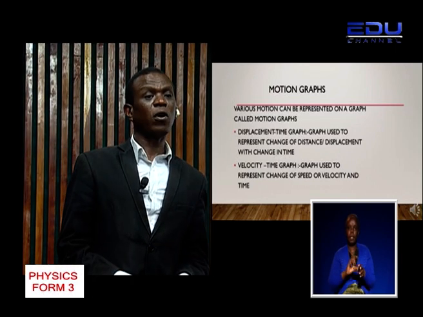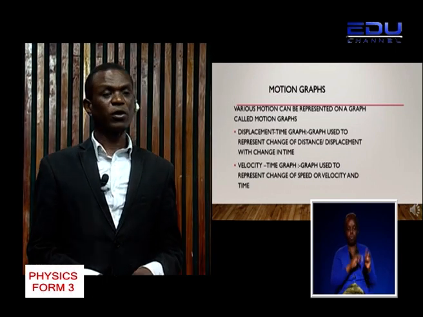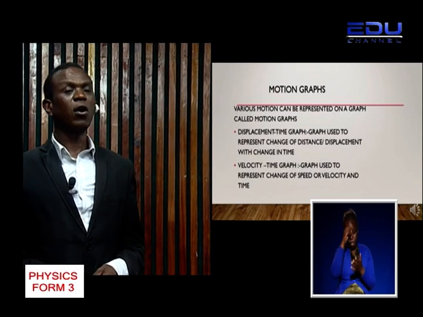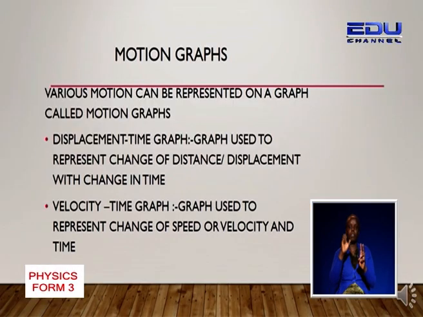The other type of motion graph that we are going to look into today is called velocity time graph. As I've mentioned, there are two parameters. One of them is velocity and the other one is time. So when we compare the variation between time and velocity of an object, we represent that graph and we call it velocity time graph.